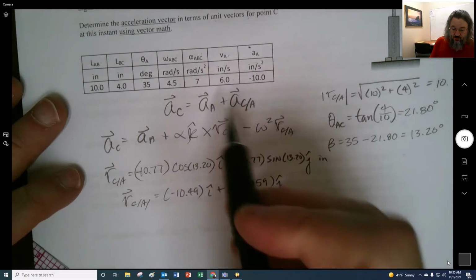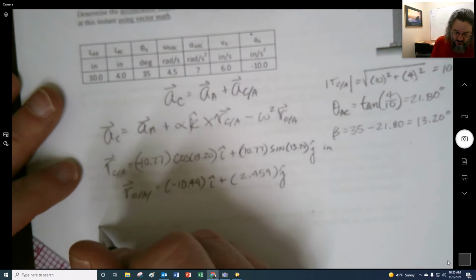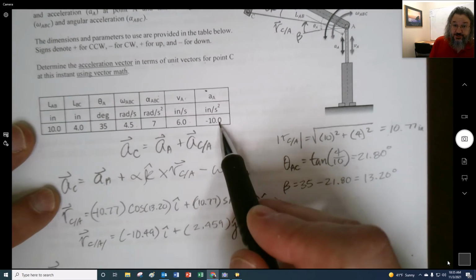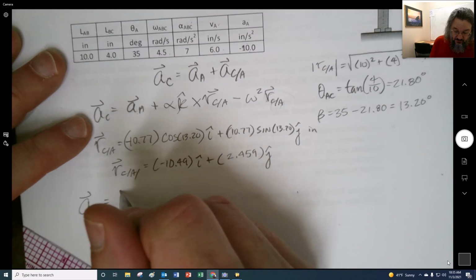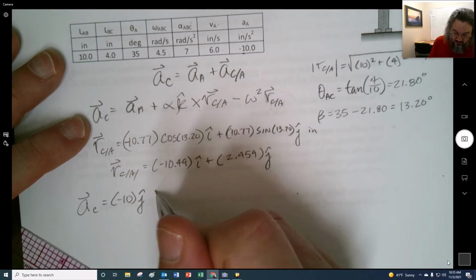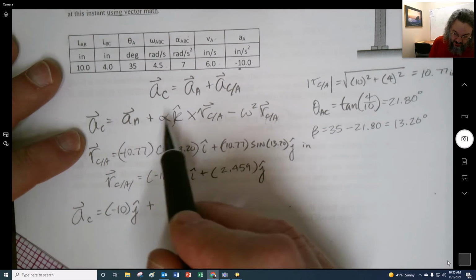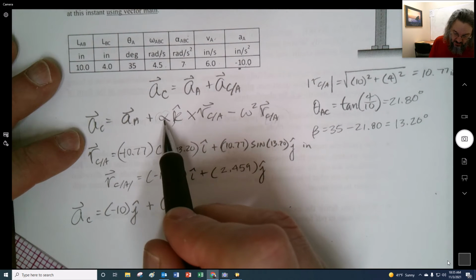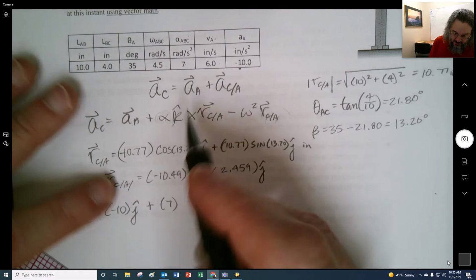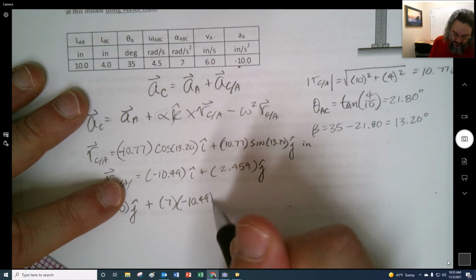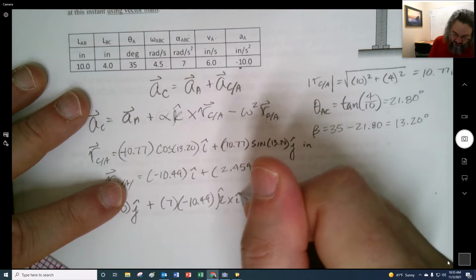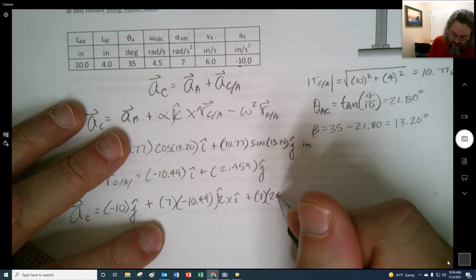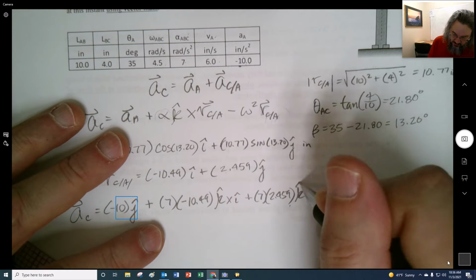Now we can, maybe I want to write out, no, I think we're okay here. So C is going to be the acceleration of A, which we know is in the vertical direction, but it's negative, therefore it's negative 10 J plus K, this guy, and he's positive, so he's going to be 7, like I said alpha, 7, crossed with this, so it's going to be negative 10.49, and then K crossed with I, and then plus 7 times 2.459 K crossed with J.